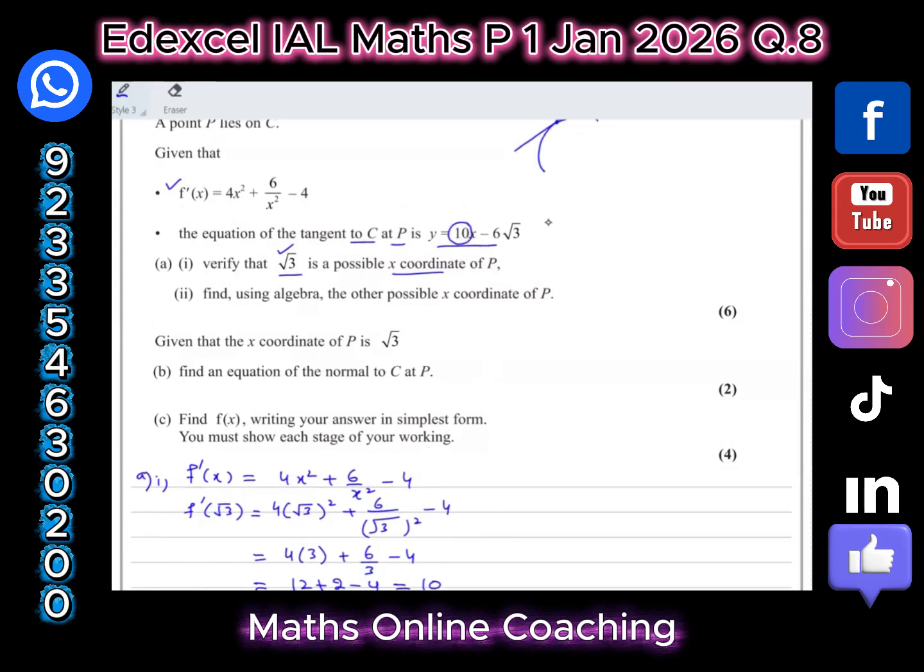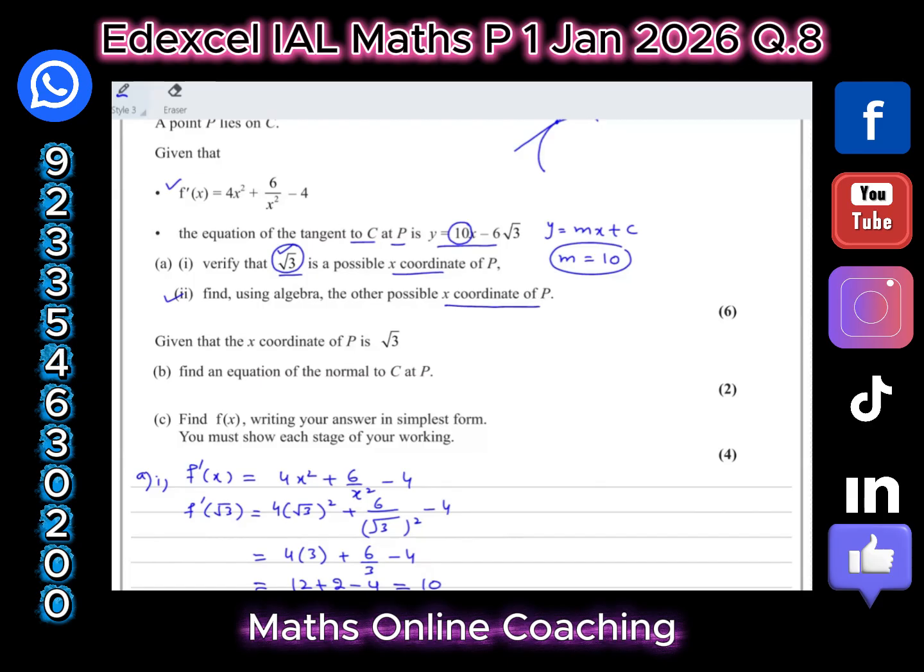So the derivative at square root 3 gives 10, which is equal to the gradient of the tangent at P. By comparing it with y is equal to mx plus c, the gradient of the tangent is 10, and the derivative also gives the value 10 at square root 3. It means that this point lies on the tangent at P, which proves that this is the x coordinate of P.